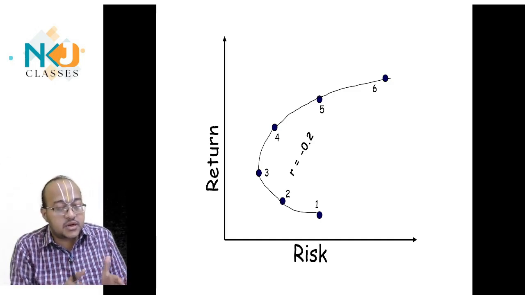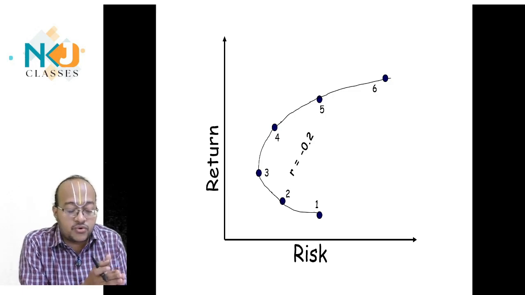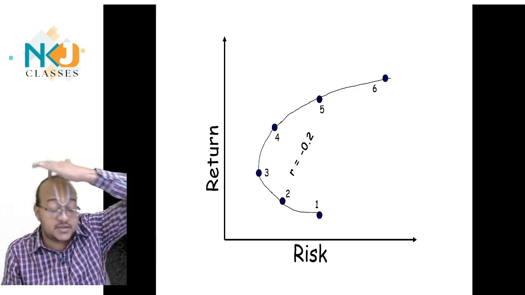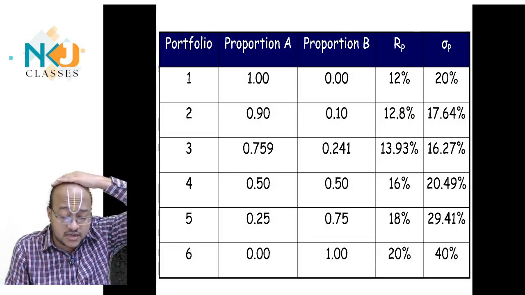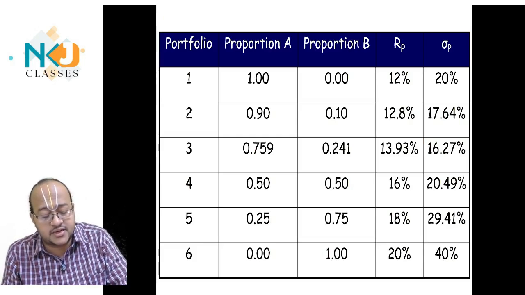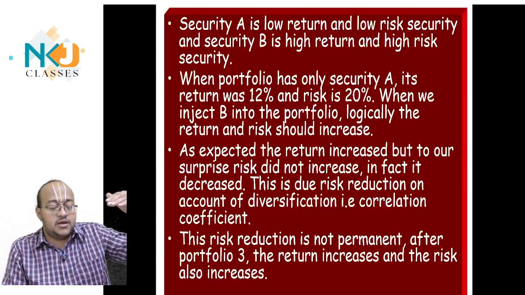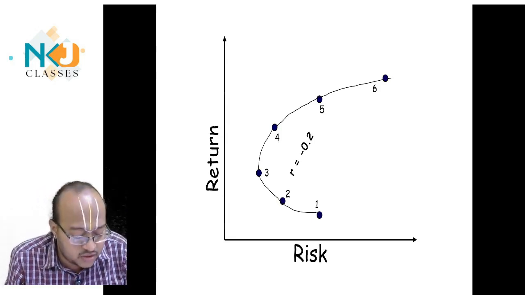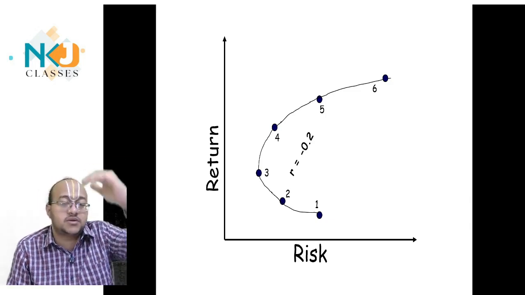The risk reduction happens only till the third portfolio. Fourth, fifth and sixth, if you see, are moving upward. Yes, the return is increasing. Are you all seeing? The return of the portfolio is always increasing: 12%, 12.8, 13.93, 16, 18, 20. Correct? Every point in the graph, 1, 2, 3, 4, 5, 6, is moving upwards.